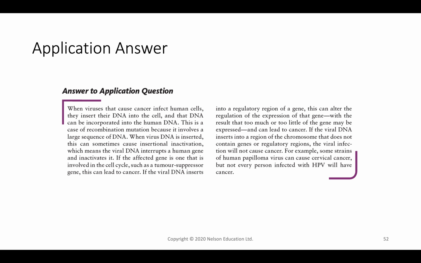If the viral DNA inserts itself into a regulatory region of a gene, this can alter the regulation of the expression of the gene, with the result that too much or too little of that gene may be expressed and can also lead to cancer. If the viral DNA inserts into a region of the chromosome that does not contain genes or regulatory regions, the viral infection will not cause cancer. For example, some strains of human papillomavirus cause cervical cancer, but not every person infected with HPV will contract cancer.